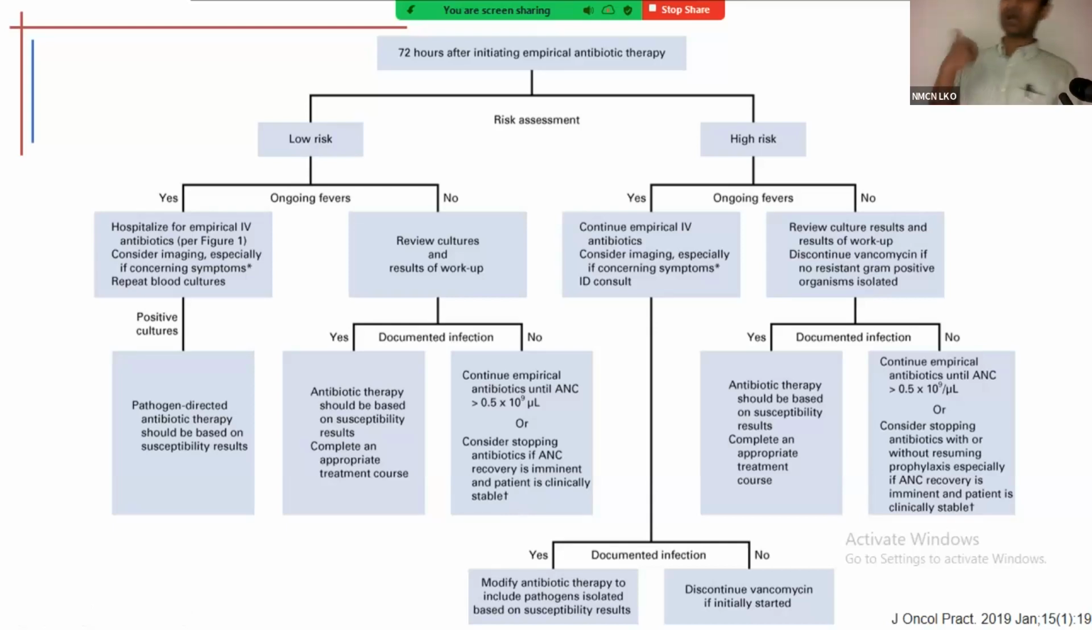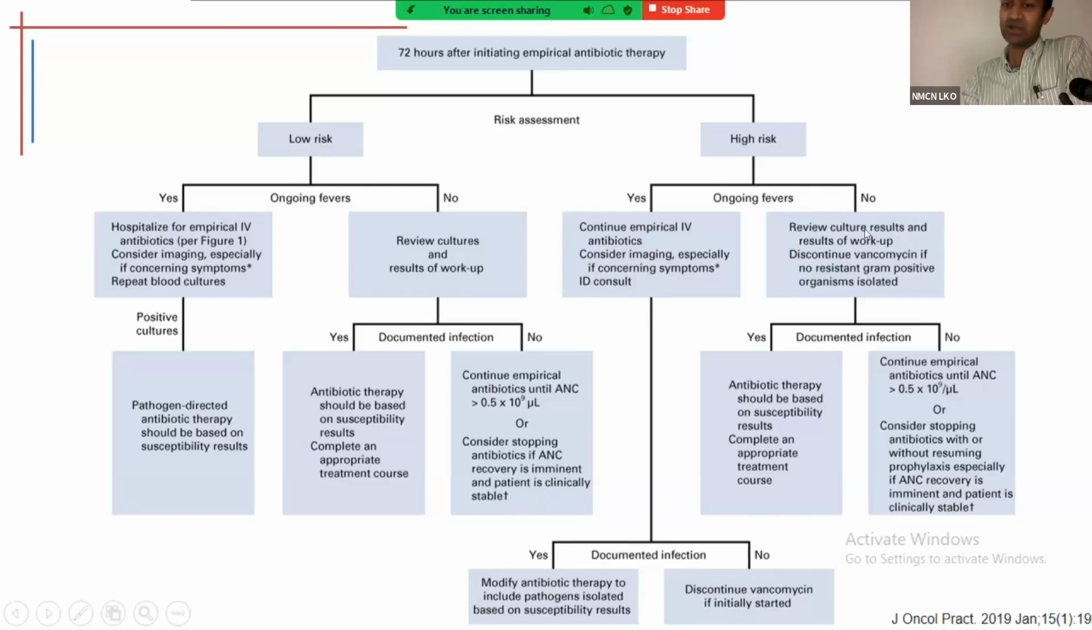So your patients who are high risk, and if they have ongoing fevers, you have to continue empirical antibiotic therapy. And this is common sense, right? You have to give them IV antibiotics. And you consider imaging again, a CT if it is indicated, infectious disease consult if it's available. And if there's a documented infection on the cultures, you again change antibiotic therapy accordingly. If no, you can discontinue vancomycin, maybe add an antifungal.